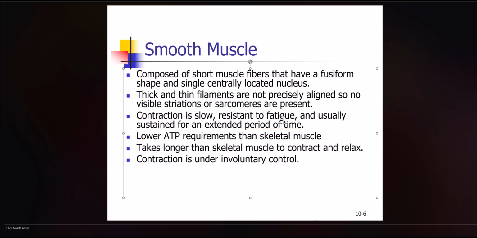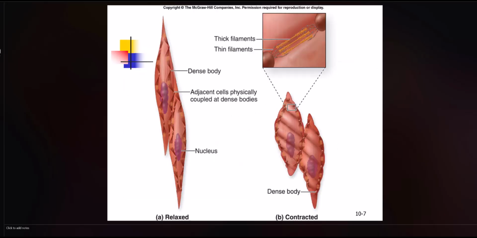Because it isn't as fast, it doesn't require quite as much ATP as skeletal muscle or cardiac muscle. So that also means that smooth muscle would have fewer mitochondria within the cells. The contraction is slower. The relaxation is slower. And don't forget that smooth muscle, like cardiac muscle, is involuntary. Again, comparing and contrasting the muscle types.